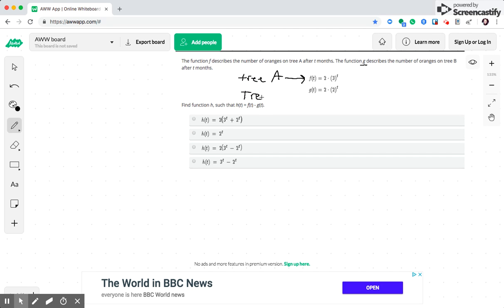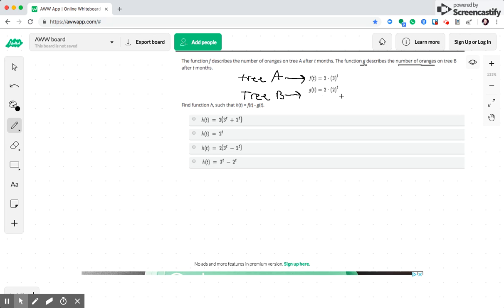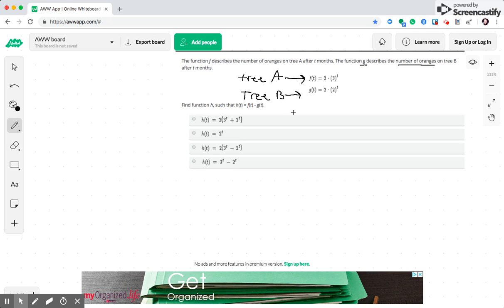So with these functions, you really want to take the time to consider what they're talking about. They're talking about the number of oranges. Taking some time to think about what the question's asking is really important. It's pretty simple: number of oranges. This expression right here is telling you how many oranges are on tree A. This expression right here is telling you how many oranges are on tree B. So that's just a number. Could be 5, 10, 20. All right, so let's look at the question now.